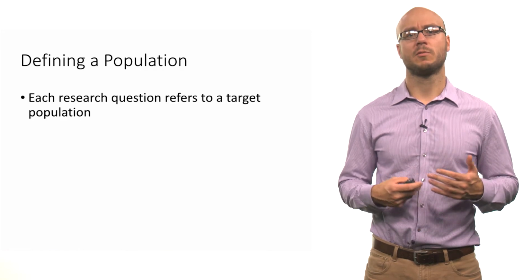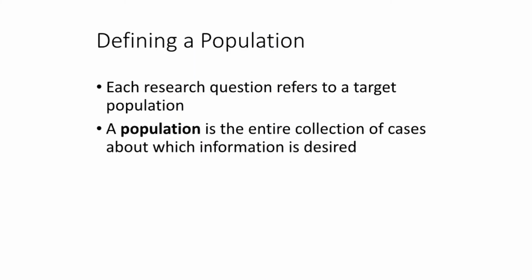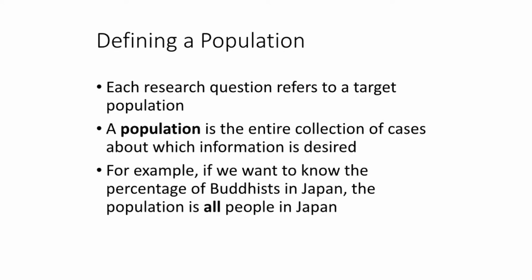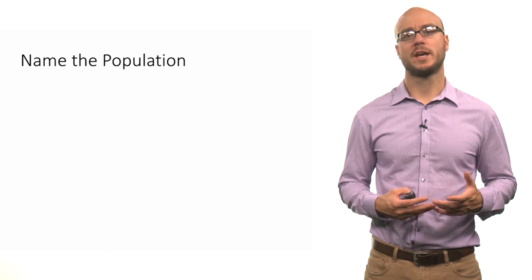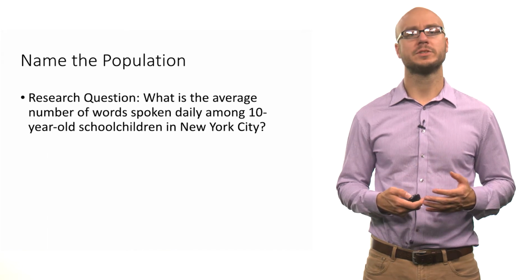So let's think about what a population is. A population is simply the entire collection of cases or observational units about which we desire information. So for each of these questions, there's a target population. In general, if you're talking about the percentage of Buddhists in Japan, the population implied is the population of all people in Japan. So let's look at our research questions that we posed and think about what the population might be.